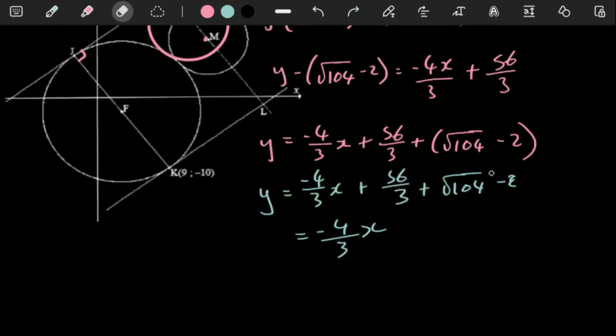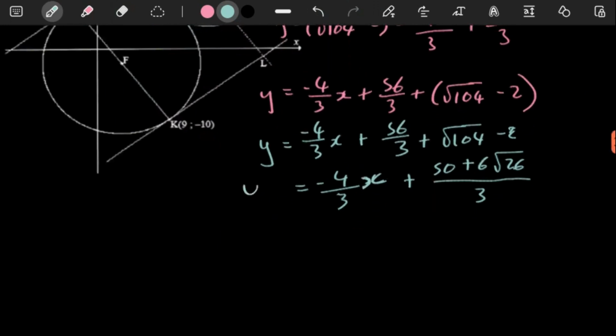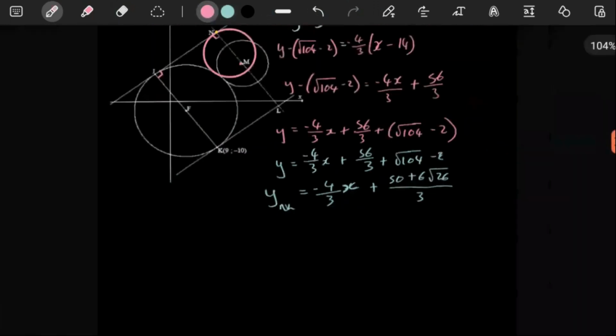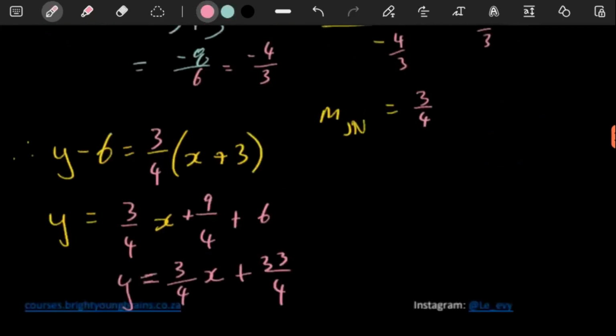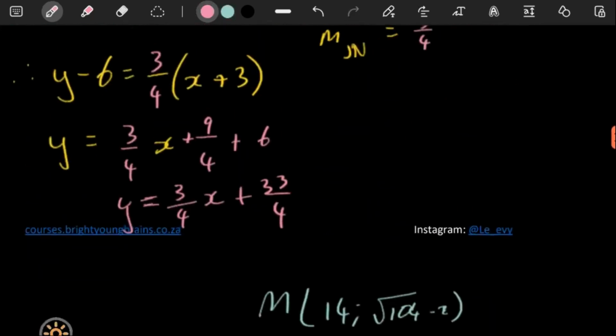So this all put together in the calculator, it's giving us 50 plus 6 square root of 26, the whole thing over 3. That's what the calculator is giving us. So we can't fight it. So this is the equation of NL. We want to work out N, which is the point where JN and NL meet. So here, therefore, in the equation of JN, where is JN? What's the equation of JN? We worked it out here.